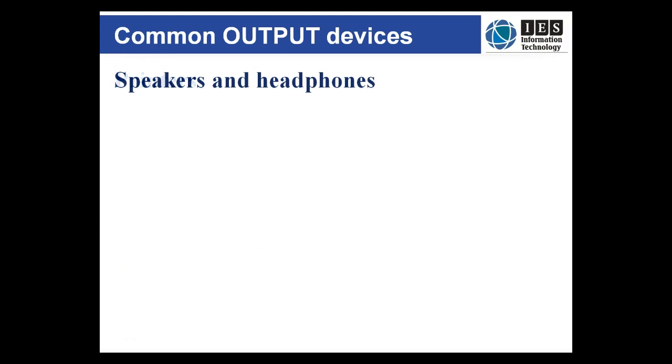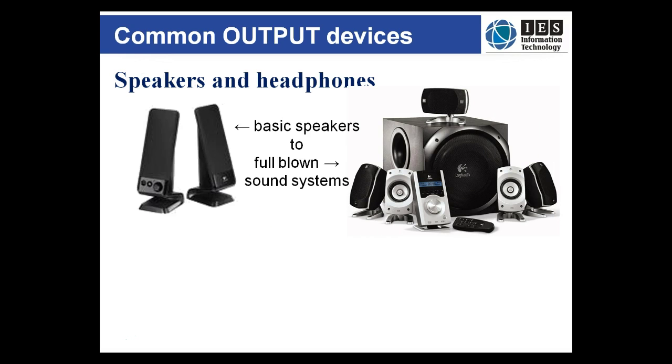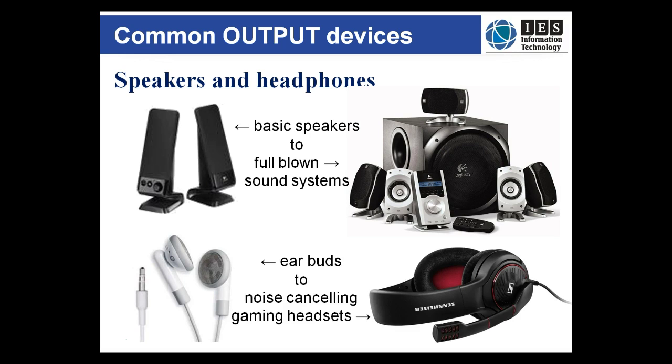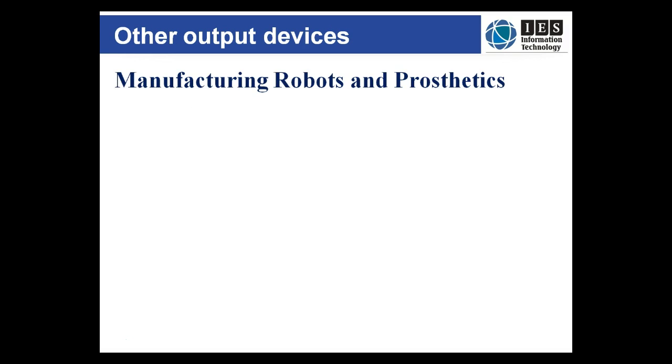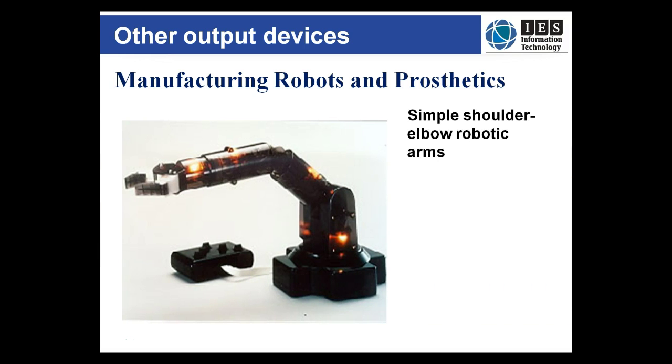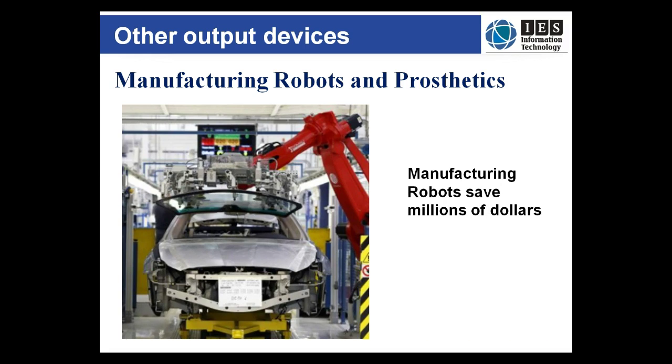Speakers and headphones come in a wide variety of models, from simple speakers to full-blown 7.1 Dolby surround sound systems, and also from simple earbuds to full-on noise-cancelling game headsets, some of which are wireless, utilising Bluetooth. In time, there will likely be little difference between the last two output devices we consider, manufacturing robots and prosthetics. From simple shoulder-elbow robots to gigantic industrial robots that can literally save manufacturers millions of dollars each year because of their ability to repeat their task correctly forever.